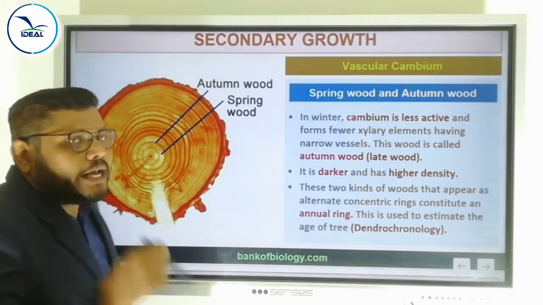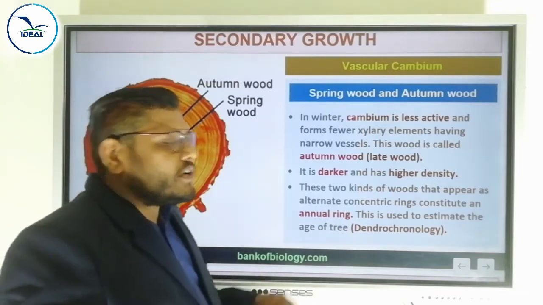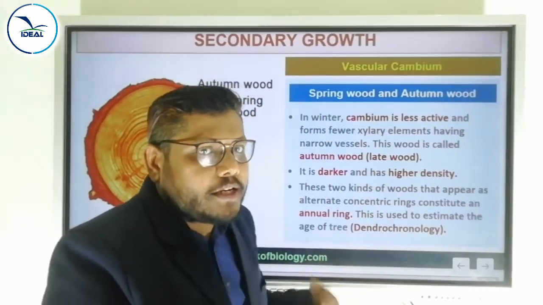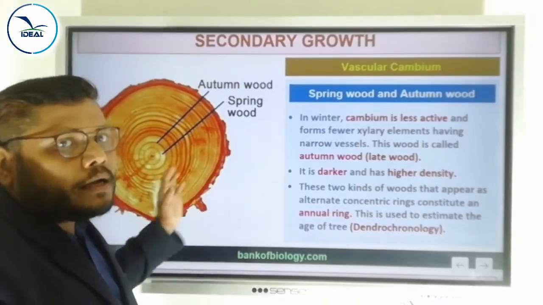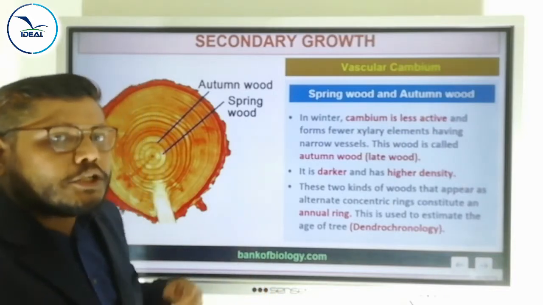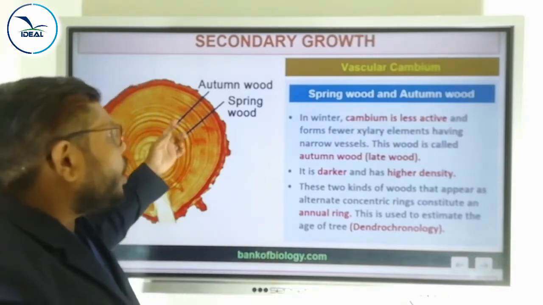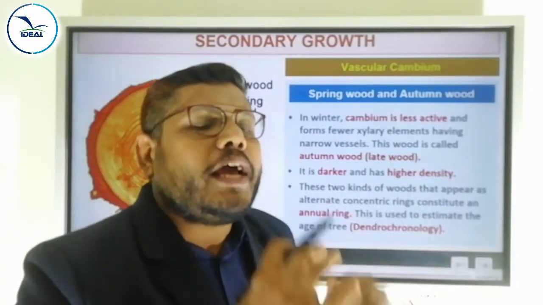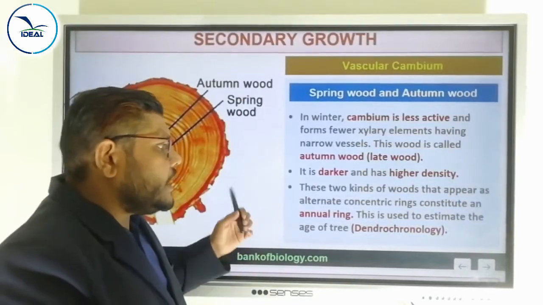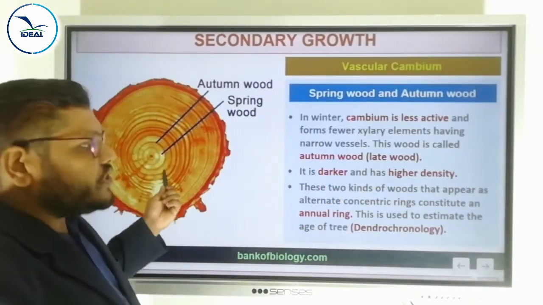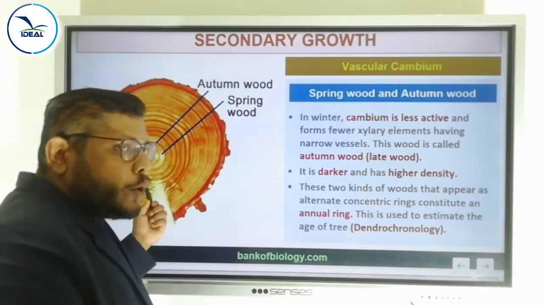This is used to estimate the age of the tree, which is dendrochronology. The age of the tree we can estimate with the help of what? The annual ring. What is an annual ring? The two bands of autumn wood and spring wood produced in one year are called an annual ring. These two kinds of wood appear as alternate concentric rings and constitute an annual ring.